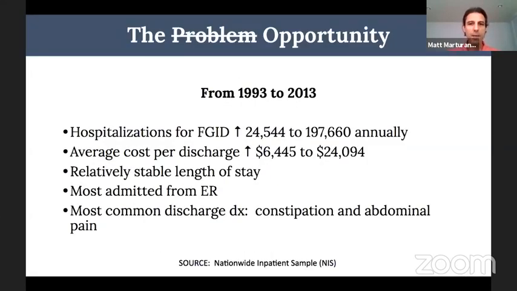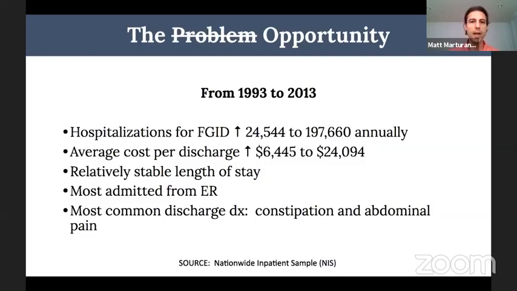So it's always great to see if we can reframe problems as opportunities, right? And especially for your practice, this will give you new avenues to reach out to patients and ultimately to help them. And so this slide is a little bit old now, but it was basically looking at a 20-year period from 1993 to 2013. And I think it's fair to extrapolate that these trends have continued over the last 7 years.